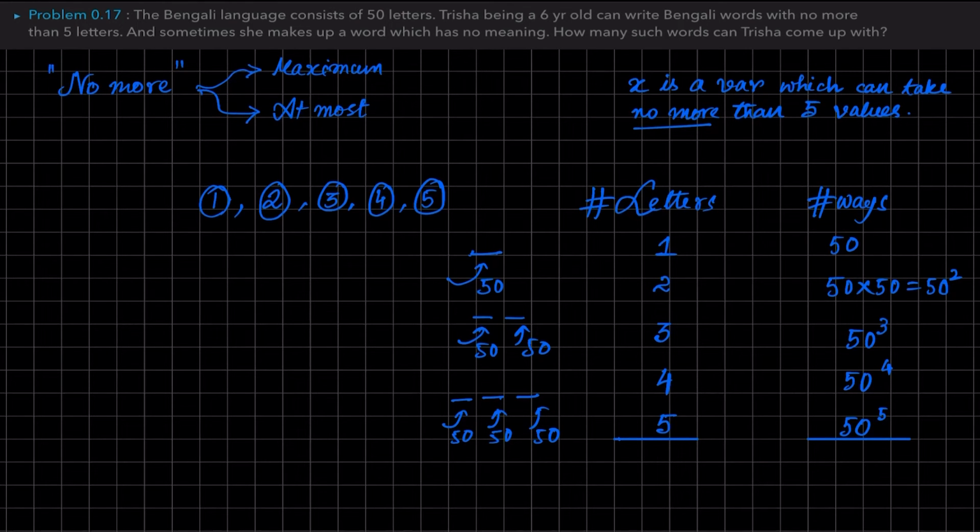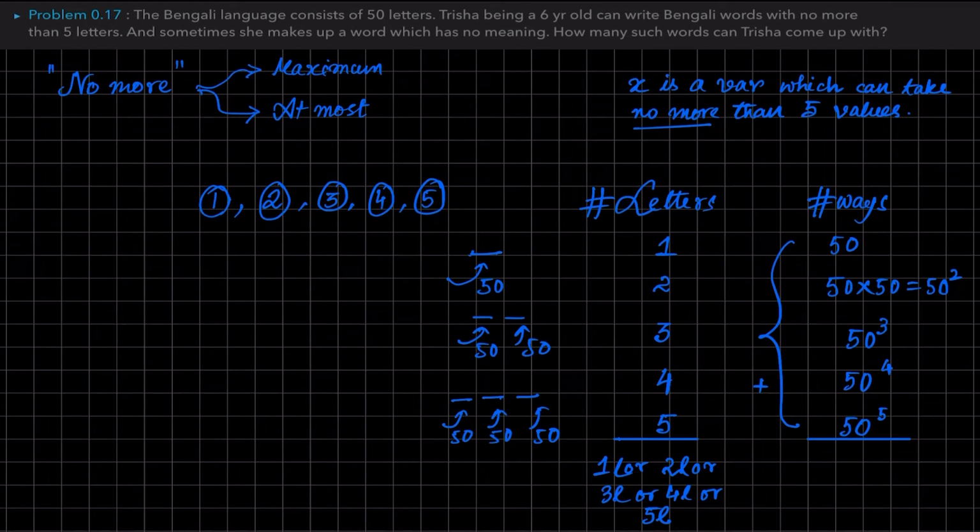She can come up with a word with 1 letter, or a word of 2 letters, or a word of 3 letters, or a word of 4 letters, or a word of 5 letters. We can write this as 1 letter, or 2 letters, or 3 letters, or 4 letters, or 5 letters. Since it's an "or" over here, we need to sum this up.